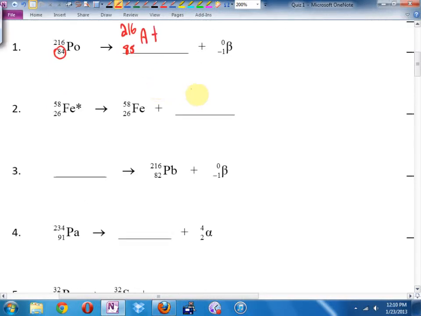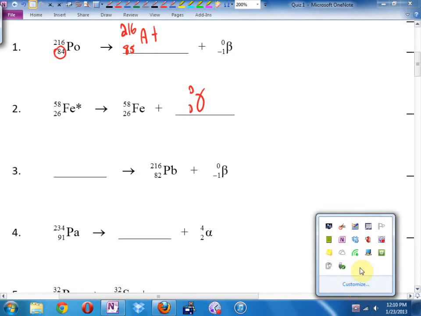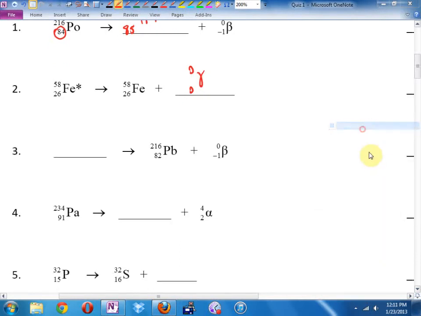This one is going to be 0, 0, and a gamma ray. Half mark, half mark, half mark. Is that okay? So 0, 0, and a gamma ray? Yes?